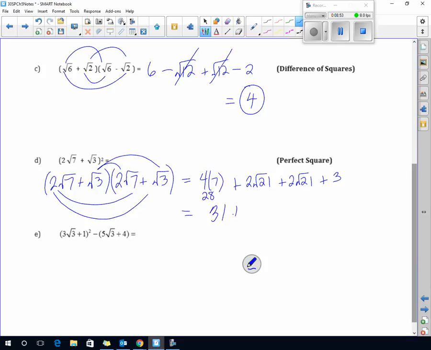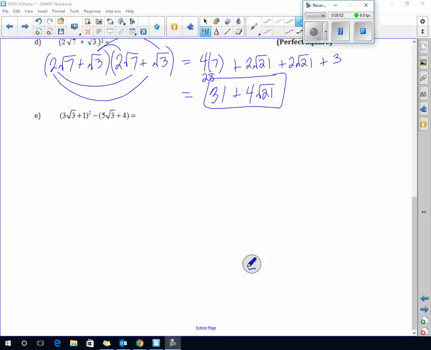Okay, so does everybody see this is a FOIL? I'm going to do the trick that I just showed you for the last one. I'm squaring the first, squaring the last, double the two multiplied together. So if I square this, what do I get? 9 times 3. If I square this, what do I get? Plus 1. Then I have to have double these two multiplied together. So what do I get there? 3 root 3. So double 3 root 3 would be 6 root 3. It's just a little shortcut.